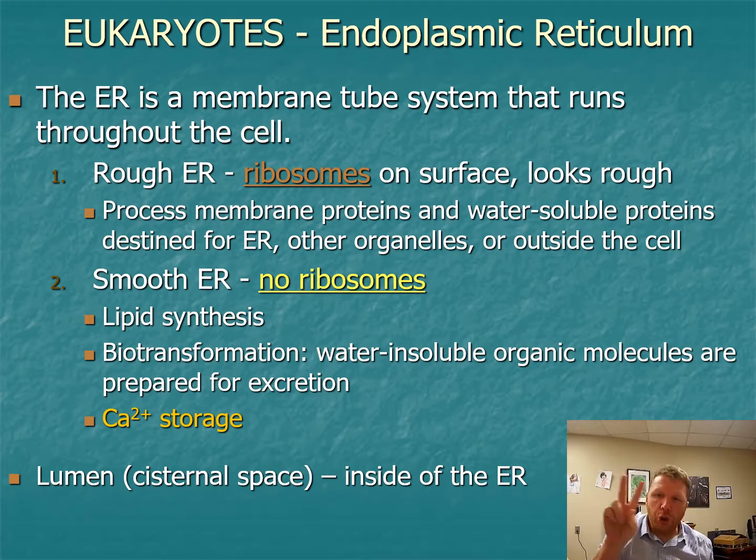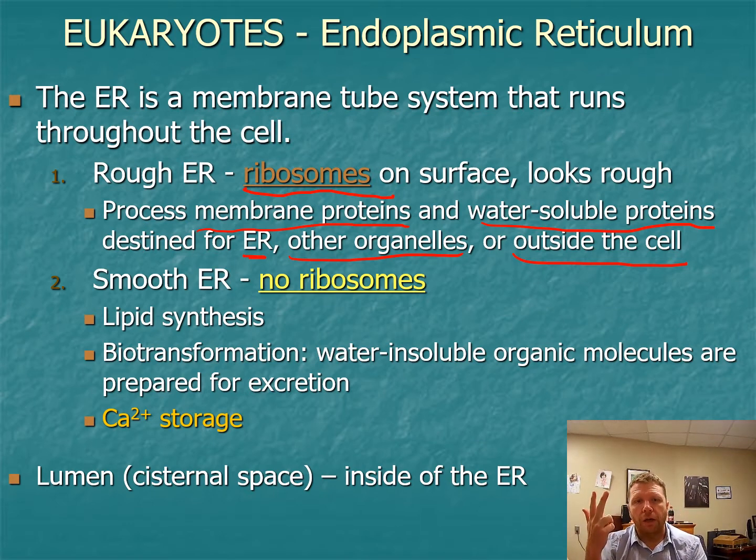The endoplasmic reticulum, we had two examples of these, the rough ER and the smooth ER. The rough ER, as I said previously, has ribosomes on the surface. It looks rough, and that name dates back to its appearance in early microscopic investigations of the rough ER. This is going to process membrane proteins and water-soluble proteins destined for the endoplasmic reticulum, other organelles, or outside of the cell. Okay, so the key there is the proteins that are synthesized at the rough ER, where do they go? They go to the membrane, they go to the smooth ER, they go to other organelles, and they go outside of the cell. Now the smooth ER, there are no ribosomes on it.